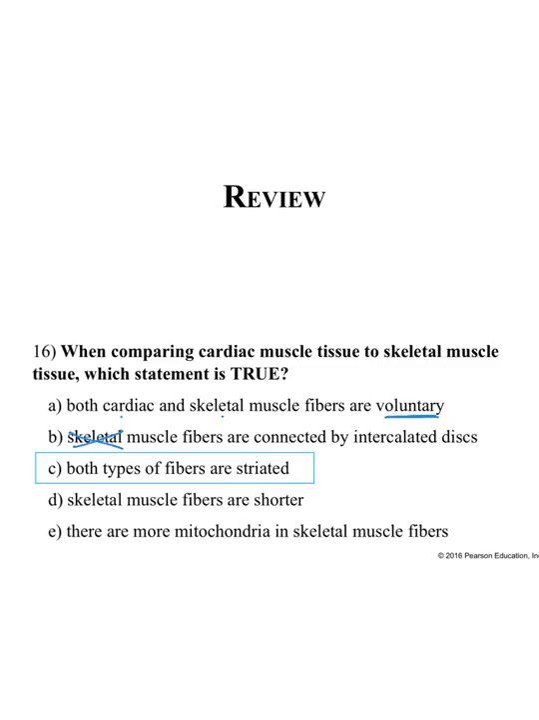Both types are striated. That's because of the alternating actin and myosin, the thin and thick types of protein. So that's true. Skeletal muscle fibers are shorter. Again, that is a characteristic of cardiac. And there are more mitochondria, and that should be cardiac. Yes, skeletal muscle contraction is important. However, heart contraction is more important. So you want to make sure the heart has enough ATP to allow this to happen, that it can get oxygen and allow cellular respiration. That's why it's going to have more mitochondria.